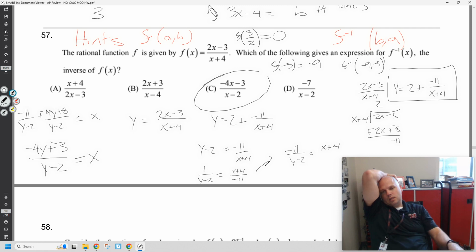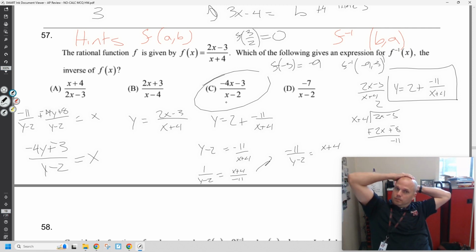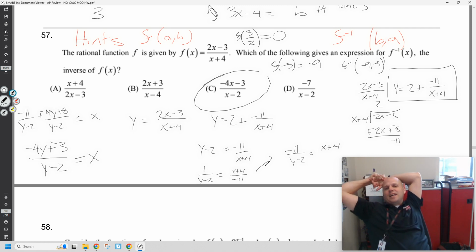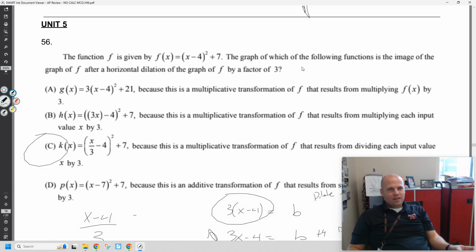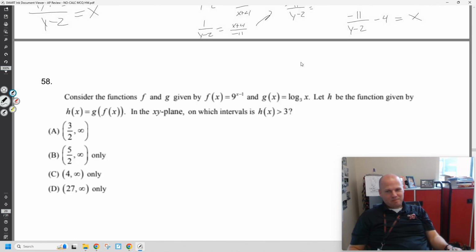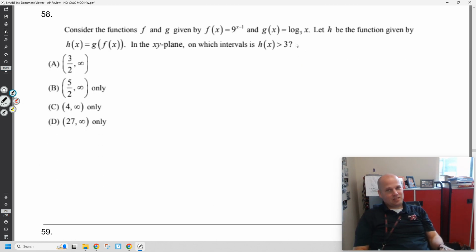Negative 9 times negative 4 is positive 36 minus 3 is positive 33. Positive 33 divided by negative 11 is negative 3. Bam. Woo! Way to start things off strong, Mr. Mester. Well, I'm telling you, that's tricky.